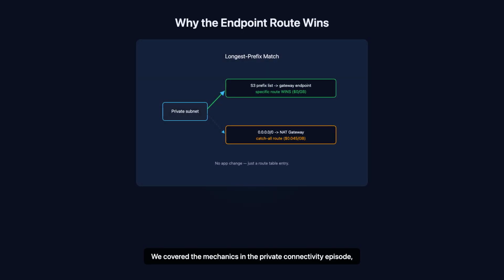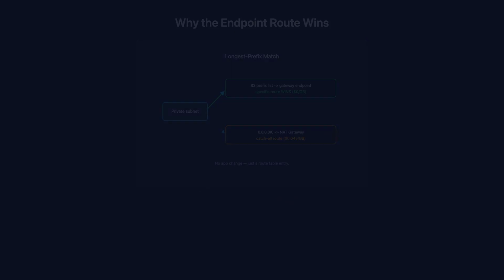We covered the mechanics in the private connectivity episode, so here's the quick refresher on why it works without touching your code. A gateway endpoint adds a route to your route table pointing at the S3 prefix list. Your subnet already has a catch-all route, sending everything to the NAT gateway. When both exist, longest prefix match decides. The specific S3 route is more specific than the catch-all 0/0, so S3 traffic follows the free endpoint path and everything else still flows to NAT. No application change, just one route table entry.